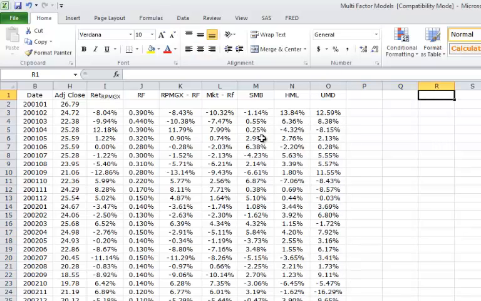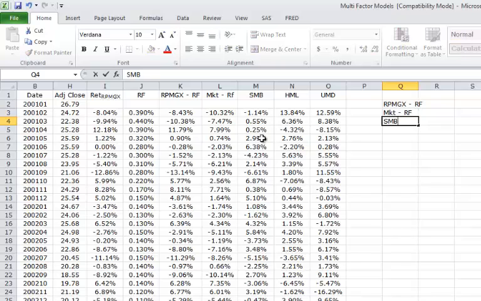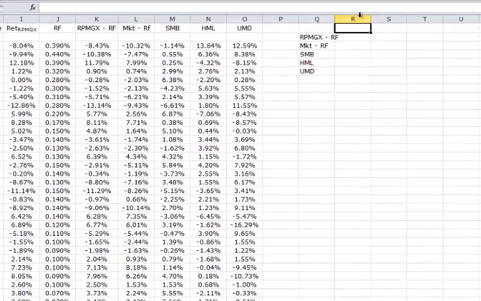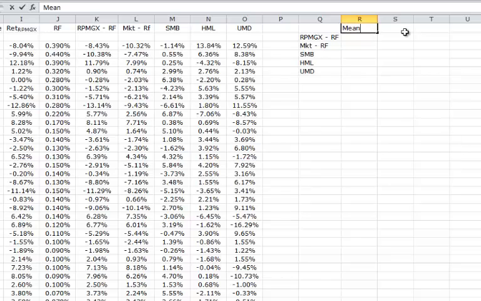Why don't we do some summary statistics real quickly? And why don't we do it this way? We'll do RPMGX minus the risk-free rate. We'll do the market minus the risk-free rate. We'll do SMB, we'll do HML, and we'll do UMD. And let's just get the mean. Let's get the annual mean. Let's get the standard deviation. Let's get the annual standard deviation and just see how it looks.